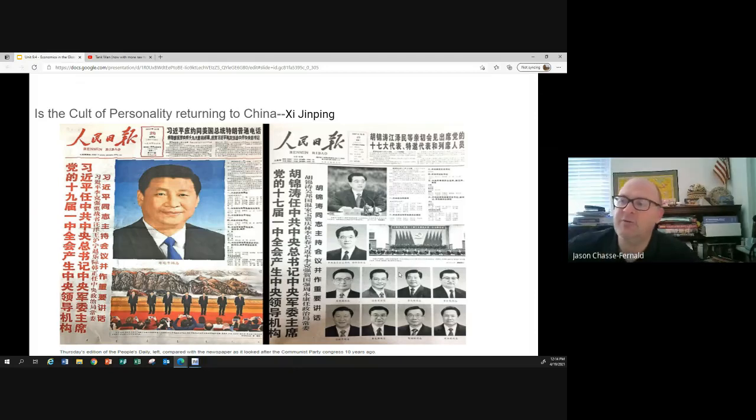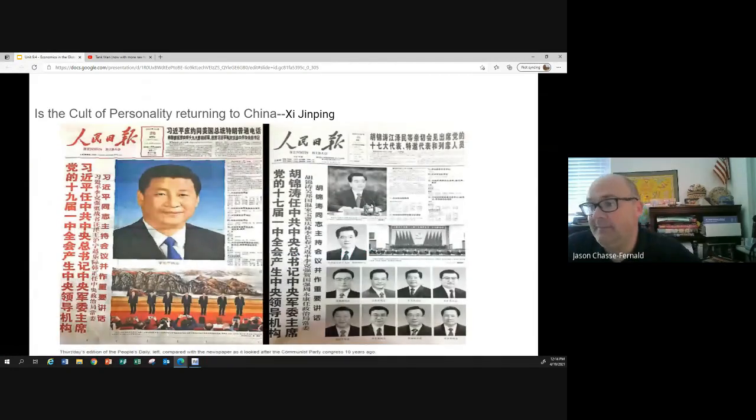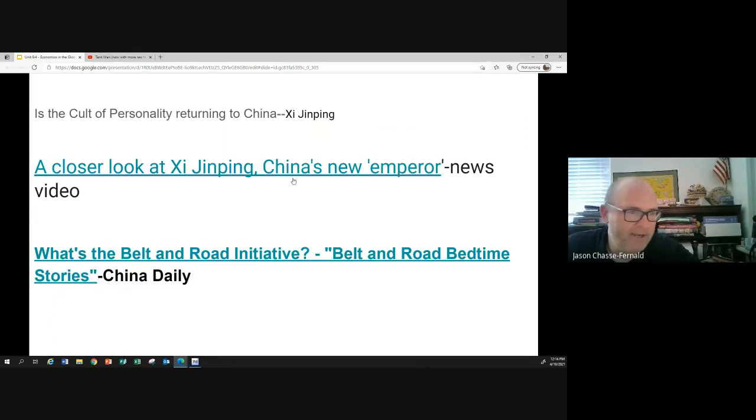He has also rooted out corruption in China, and by corruption, you could also say that he has rooted out his political dissidents or his political enemies. So this is an interesting time, where we're seeing some pretty fast and major transitions happening in China.